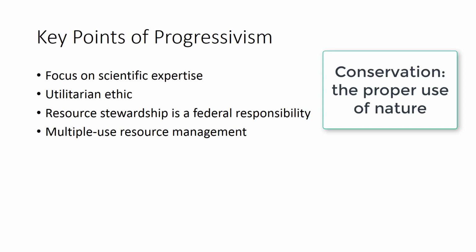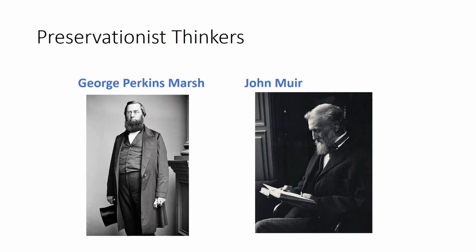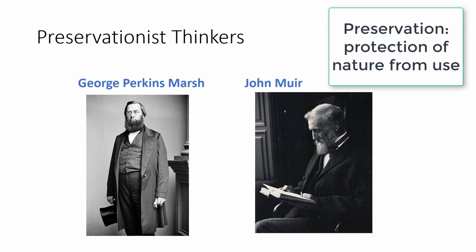Conservation focuses on what we might call the proper use of nature. And of course, as you might imagine, Theodore Roosevelt and Gifford Pinchot are known as major conservationist thinkers. But another idea to emerge at this time period was what is known as preservationism. Some notable names in this school of thought would be George Perkins Marsh and John Muir, as well as a few others I'll note in a second here. Preservation focuses on the protection of nature from use.